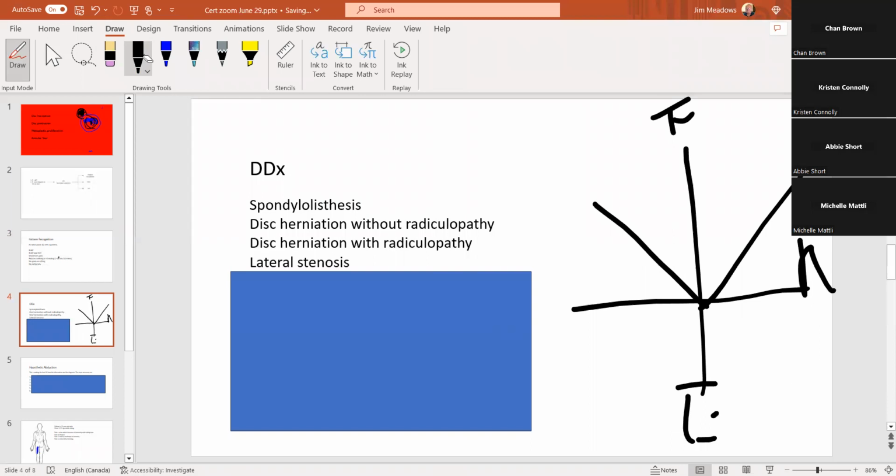So lateral stenosis would look like this, and probably painful, but certainly limited. So this denotes the pain. If it's moderate pain, it's that. If it's more severe pain, it's that. If it's really severe pain, it's that.